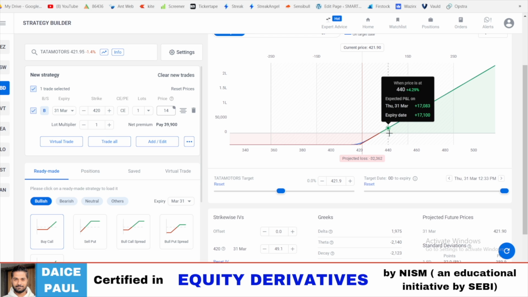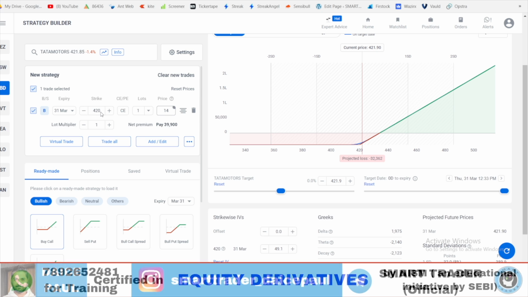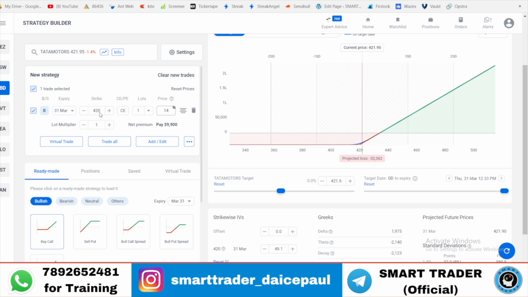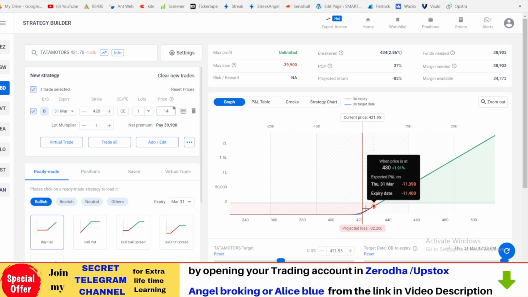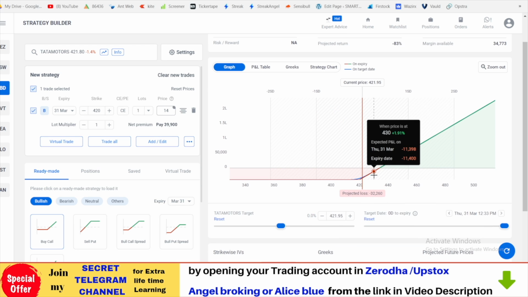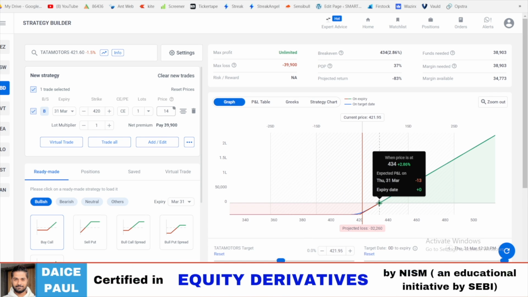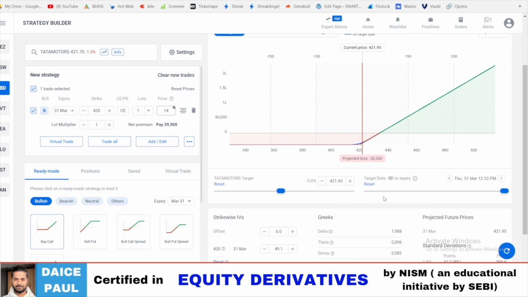From here only your profit will start, because your strike price was 420, you bet that it will close above 420 or go above 420, and you have given a premium of 14 rupees. Very simple. So 434 is the break even point. If you do not stay above 434, you will definitely lose money. Let's say you are at 430, you have a loss of 11,400 on expiry, and max to max you will lose 39,000 here. Only when it crosses this 2.86% from your levels, that's when you start making money.